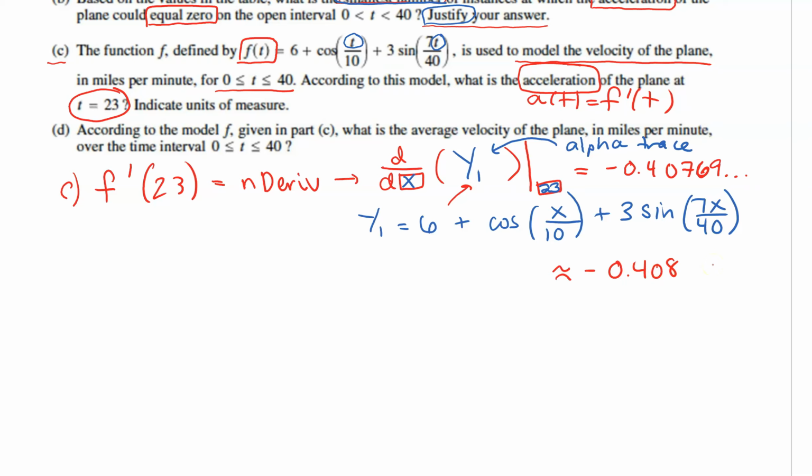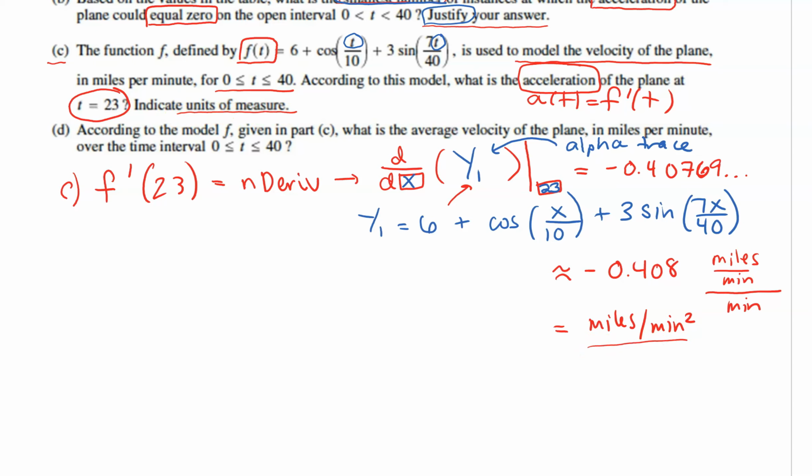So it also wanted us to indicate units of measure. What we just did was the derivative of velocity. So this would be velocity units, which is miles per minute, divided by time units, which is minutes again. So it ends up being miles per minute per minute, or miles per minute squared. So when they say indicate units of measure, that means they usually are giving a point just for that. So hopefully that's the case here.